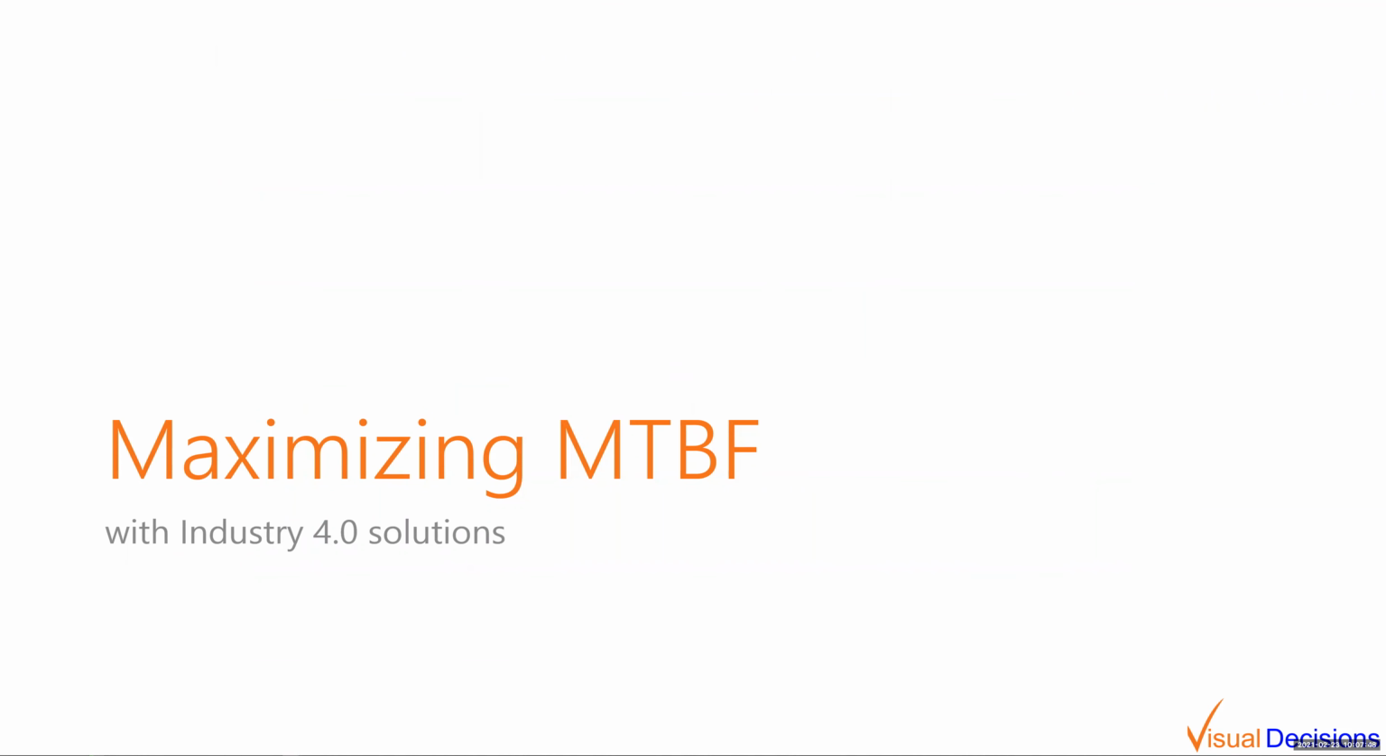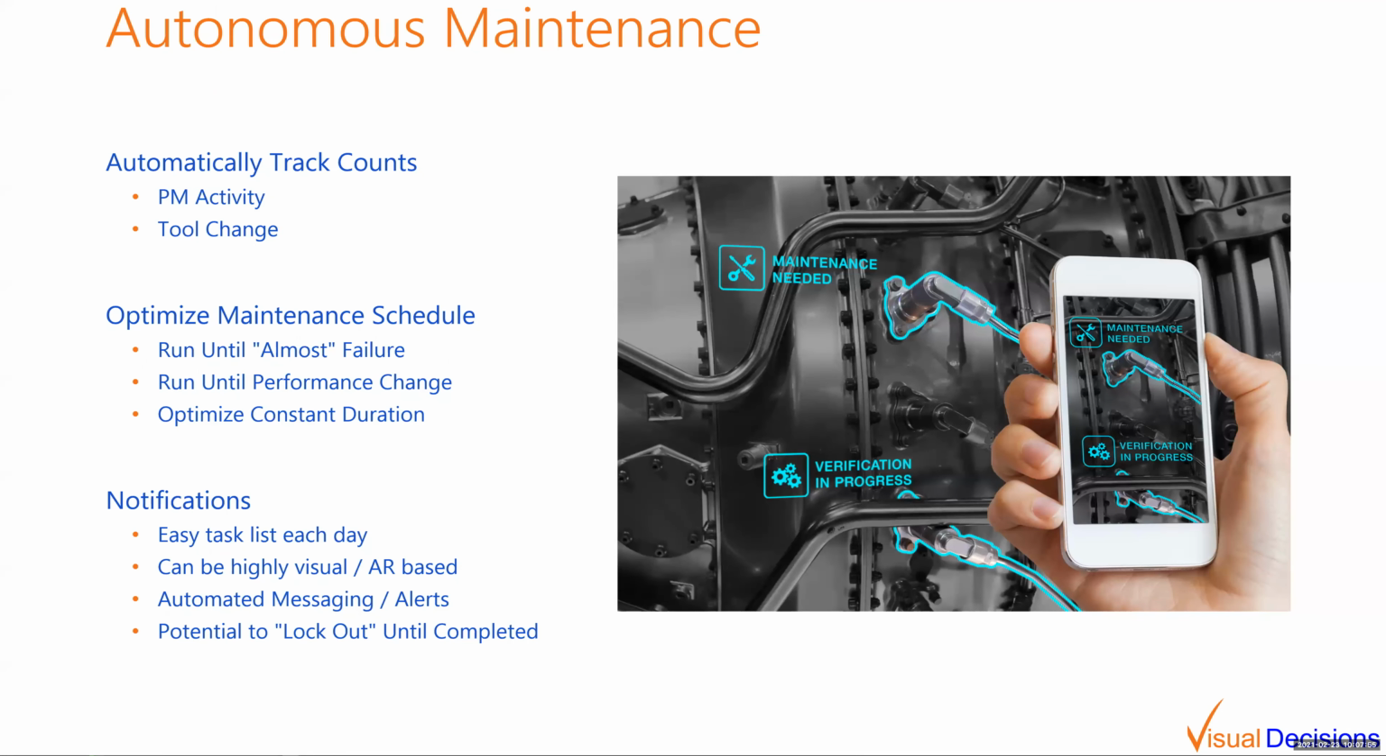So how do we go about maximizing the mean time between failure with the Industry 4.0 solutions? I'll start with autonomous maintenance. One of the pillars of TPM, or total productive maintenance, is to have the operator take as much ownership of maintaining the machine as possible. It's sort of like doing your own basic maintenance on your car. It'll be more efficient from a cost perspective and probably done with more care and attention since you own the car. But a lot of people don't even change their own oil or even really their own wiper fluid.